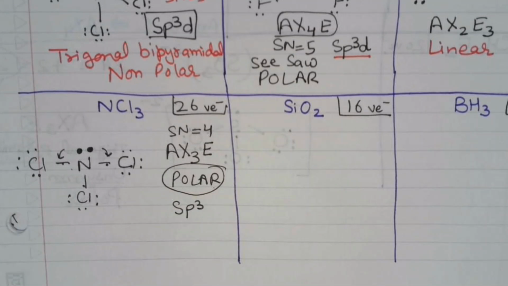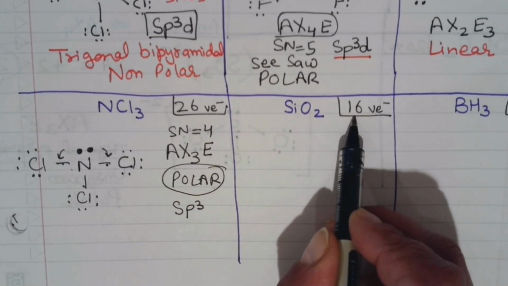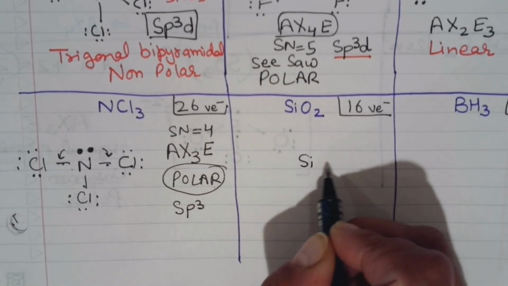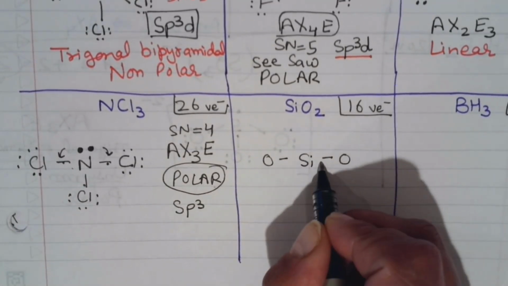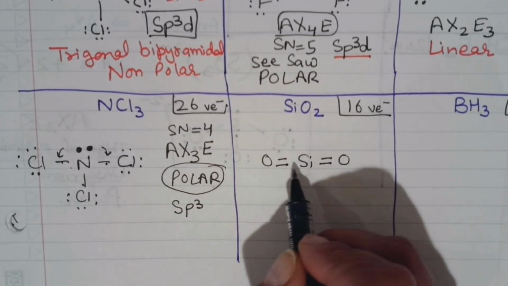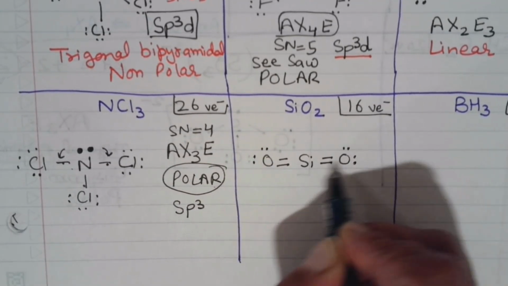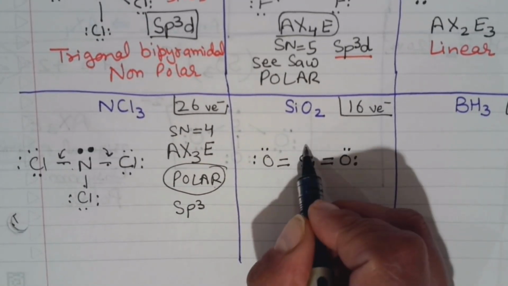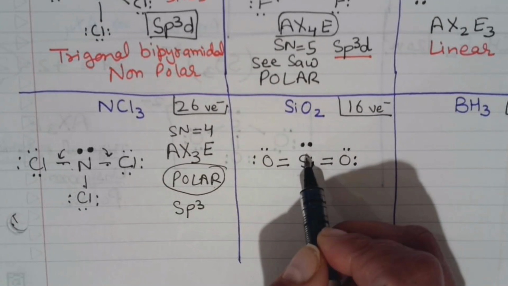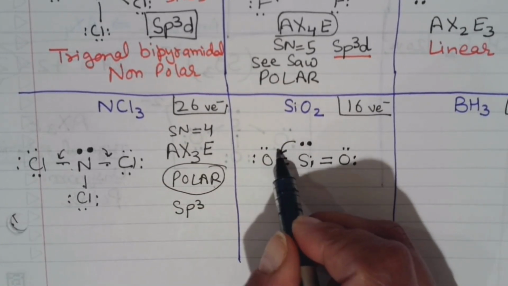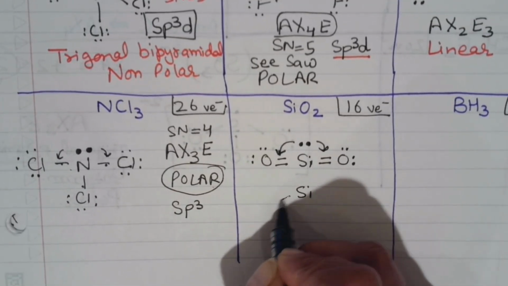Okay, now let's do SiO2. SiO2 has 16 valence electrons. Silicon goes in the center, and then draw the oxygens symmetrically, and then you will see there's a double bond between Si and oxygen on both sides, right? So there are 2 lone pairs on each oxygen, and this is the structure of silicon dioxide, but there is a lone pair on the central atom. Now this lone pair is going to push these bond pairs away. So this kind of looks like this.